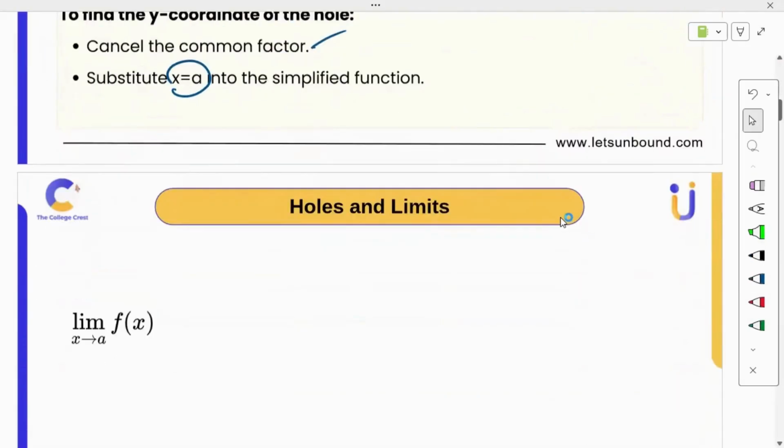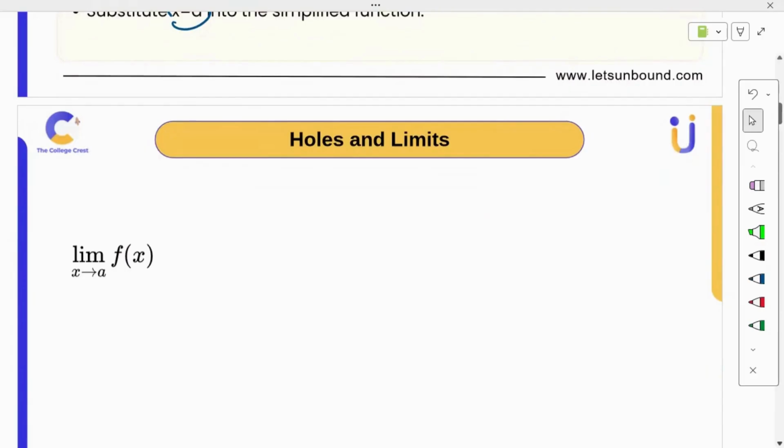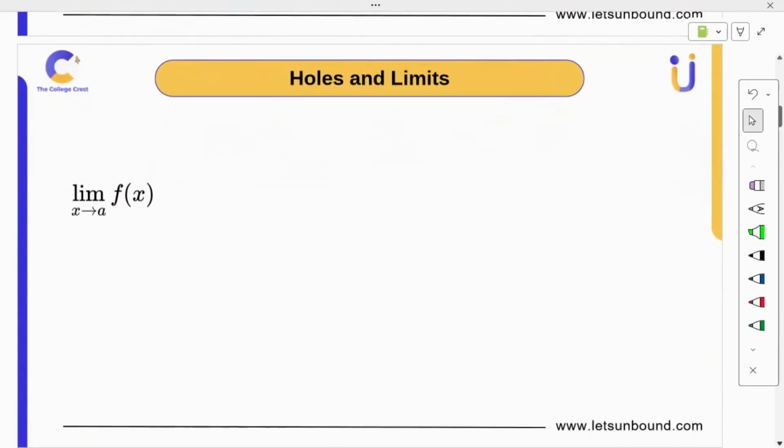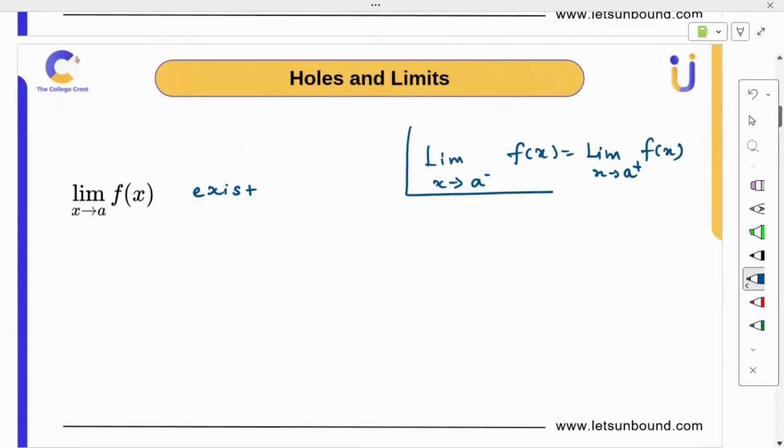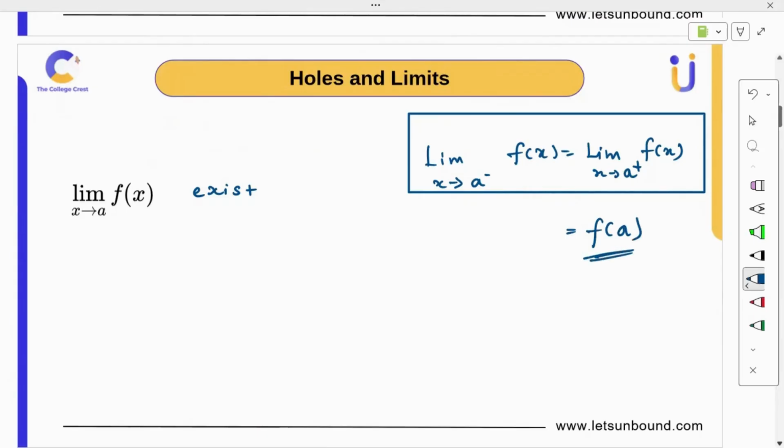Very simple. Now, holes can be represented in limit form. If it's a hole, then the limit exists. The left side limit and right side limit will give you the same number. So the limit as x tends to a from the left will be equal to the limit as x tends to a from the right. The limit exists and it will be equal to f of a, of course, which is from the simplified version, not the original function. Got it?